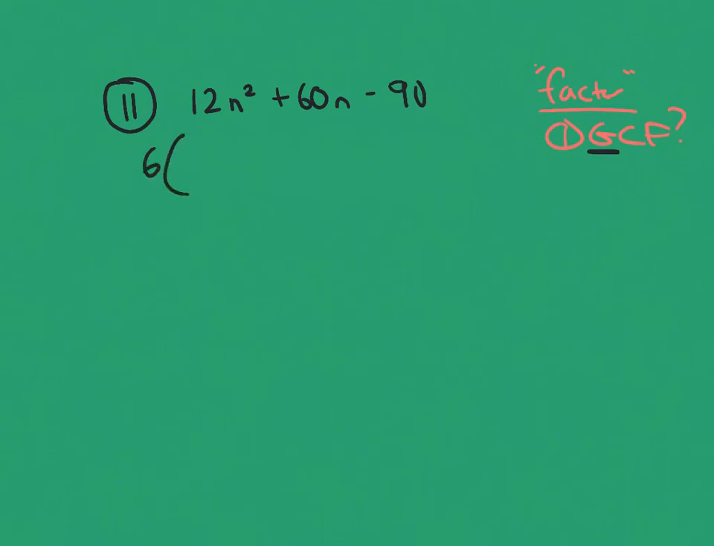And then divide. So 12 divided by 6. We didn't take out any n's. 60 divided by 6. We didn't take out any n's, so we still have that in there. And then 90 divided by 6 is 15. And you could look at these here and say, oh, 2 and 10 have a common factor, which is 2, but 2 doesn't go into 15.